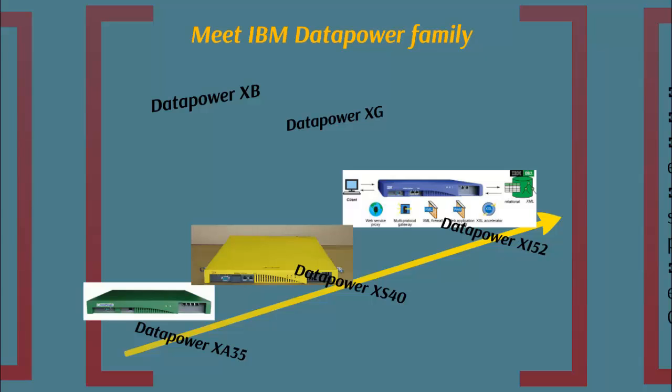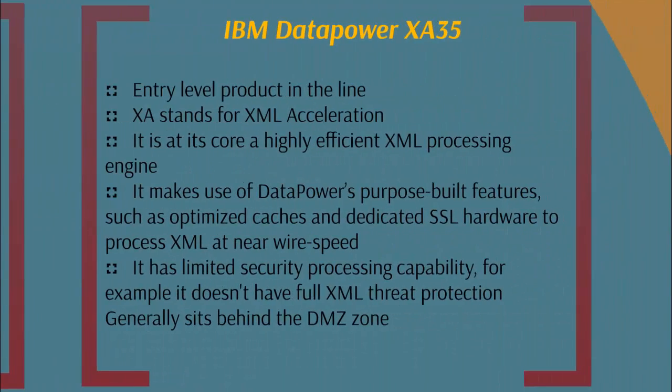XA35 has super capabilities of XML acceleration, and it can transform XML at near wire speed, but it has limited security capability. This slide shows the key capabilities of XA35 as well as where it falls short. It's an entry-level product in the line. XA stands for XML acceleration. It is at its core a highly efficient XML processing engine.